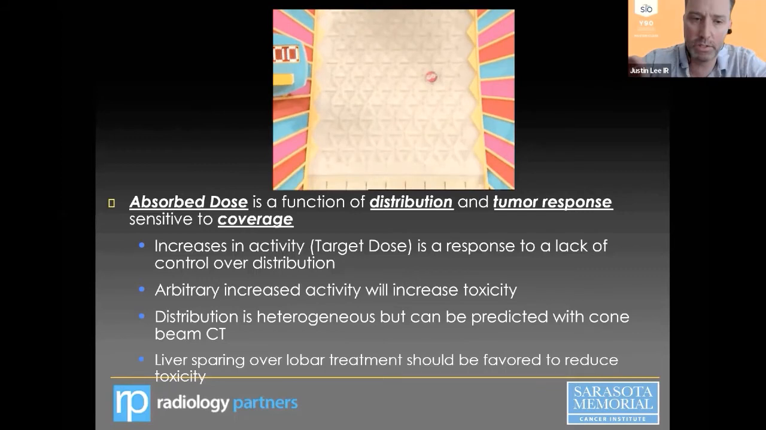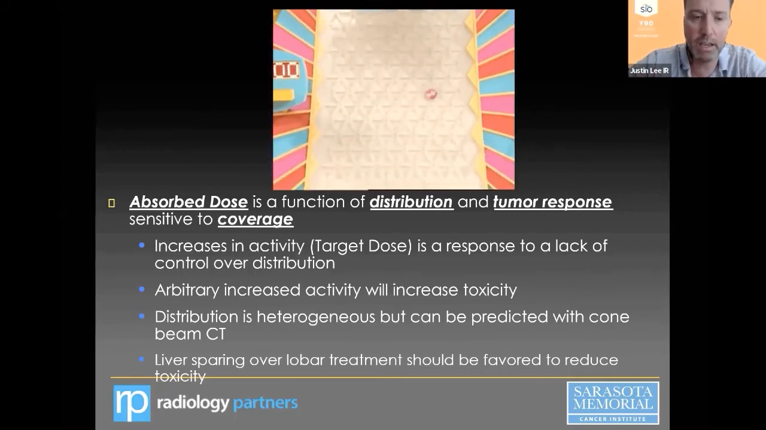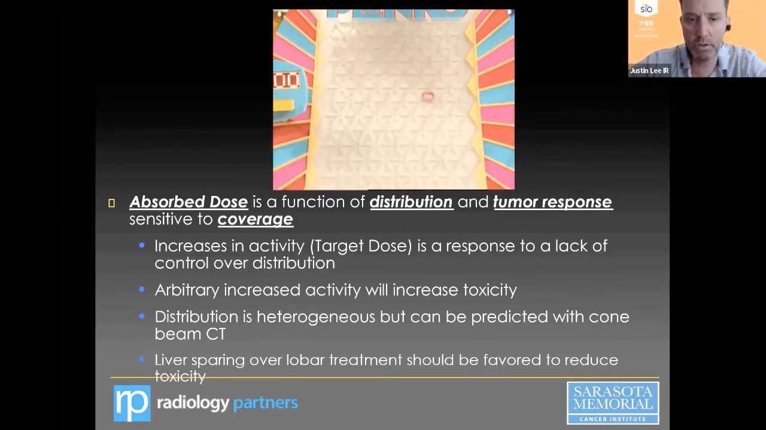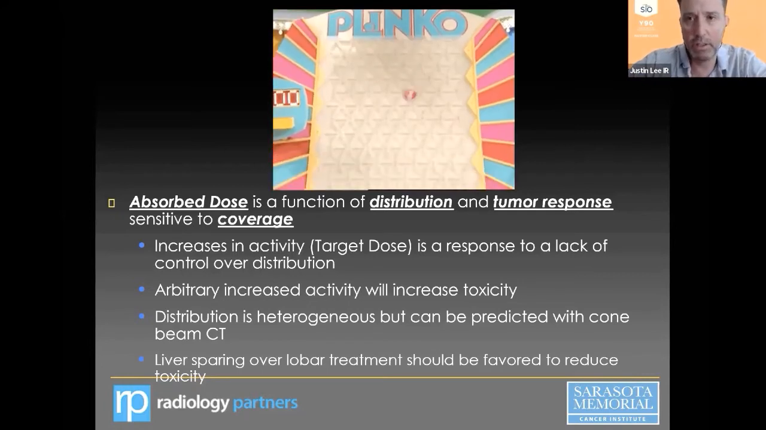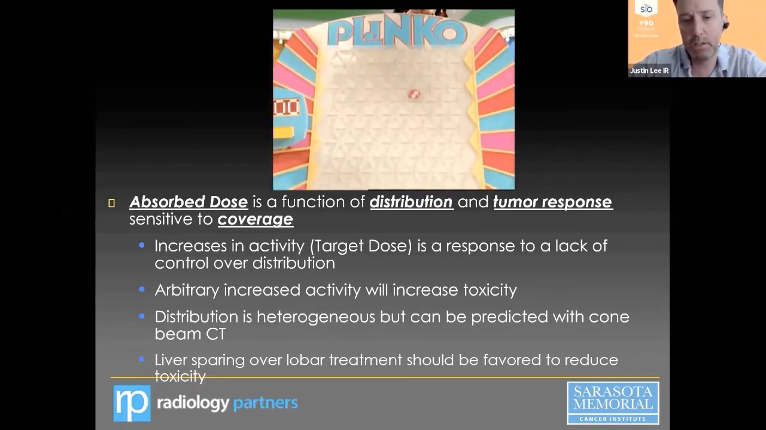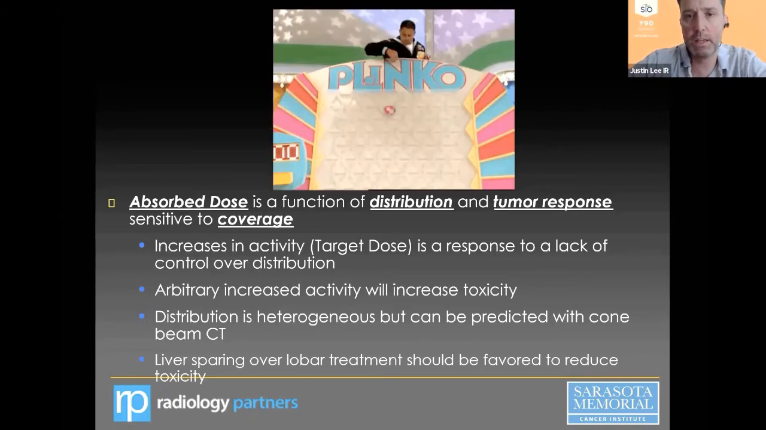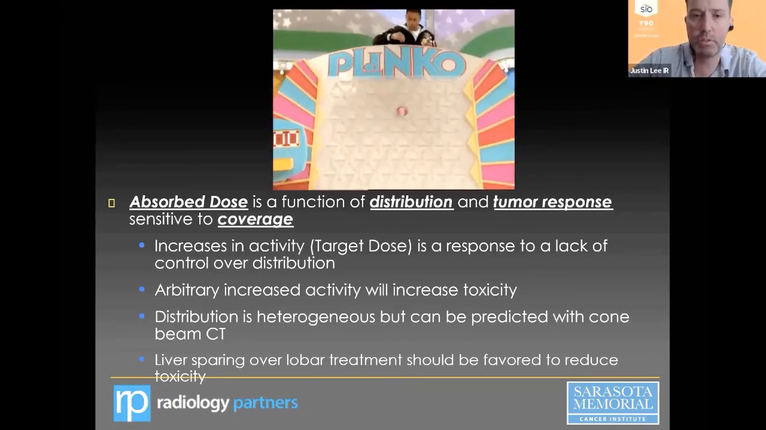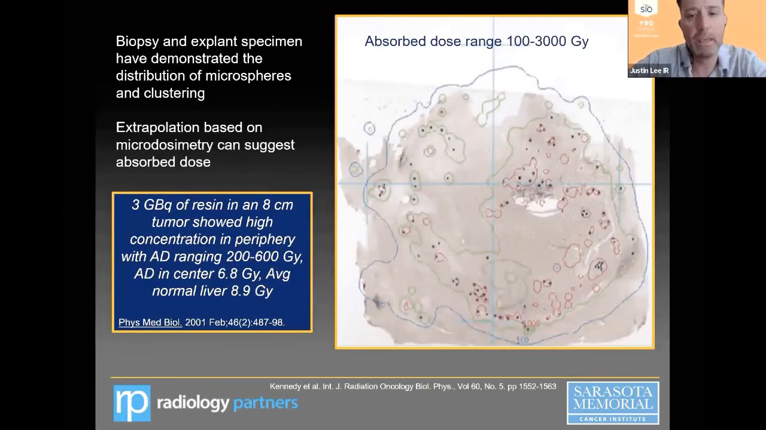I do think, as it's been said multiple times here, that you can have a better understanding of what the distribution is like when you use cone beam CT. And I've changed my practice since when we started around 2006, that really liver sparing or segmentectomy should be favored over lobar treatment. And that is even true for patients who have bilobar disease.